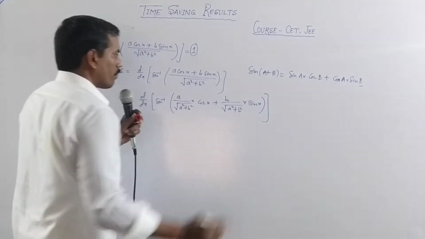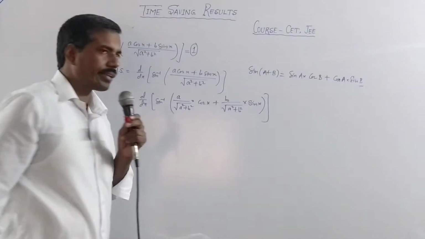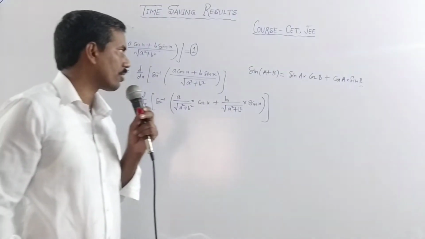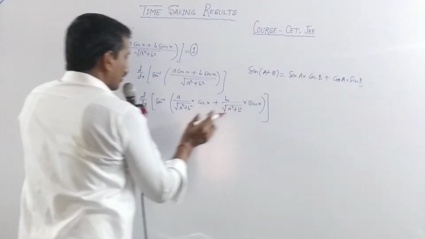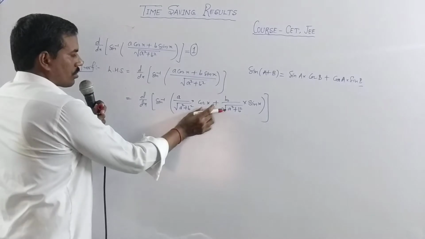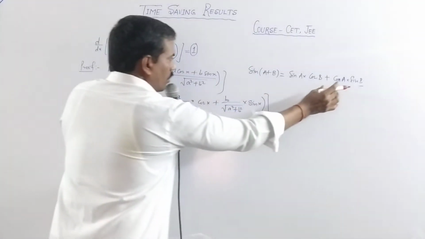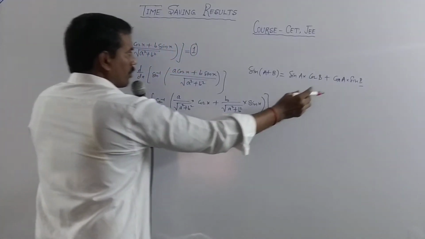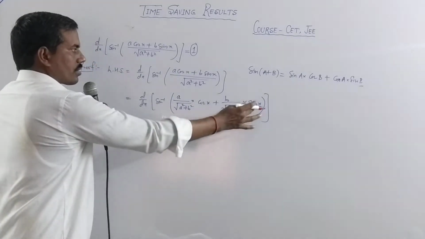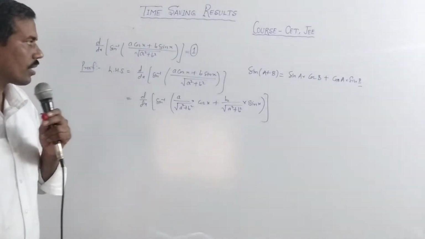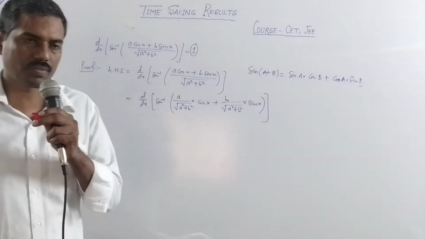Okay, the bracket is closed. Now, if we compare with the given format of sine of a plus b, in which the first term is sine a and the second term is cos b, here cos x, plus, after the plus the first term is cos a and the second is sine b, here sine x. Okay, the formats are matching with each other.